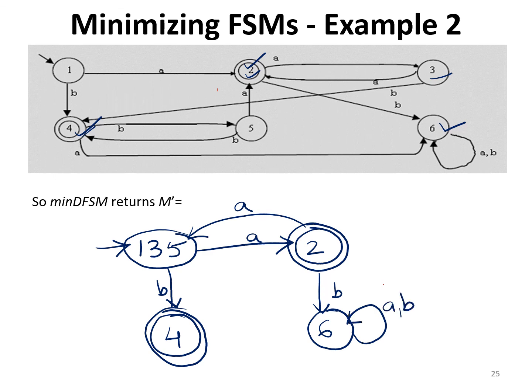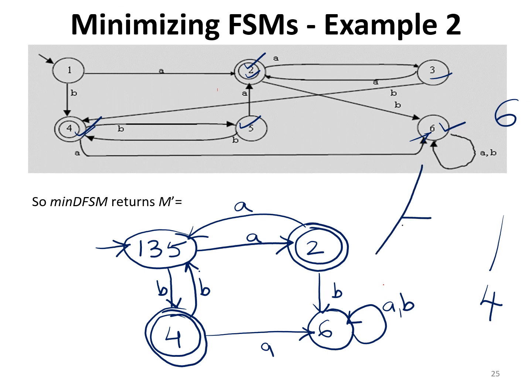Coming to state 4, 4a is going to state 6 and 4b is going to state 5, which is in 1 3 5. So this is the minimized DFSM obtained. If you see here, in the given DFSM we had 6 states, and in the minimized DFSM we have 4 states, and this minimized DFSM is equivalent to the given DFSM. So this is how we go about minimizing the DFSM using the min-DFSM algorithm.